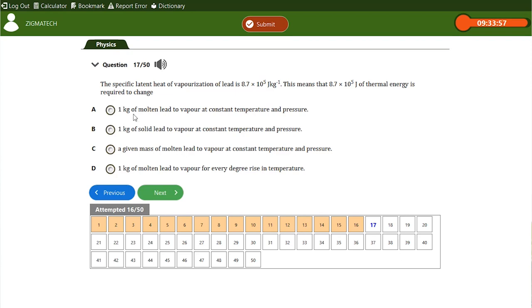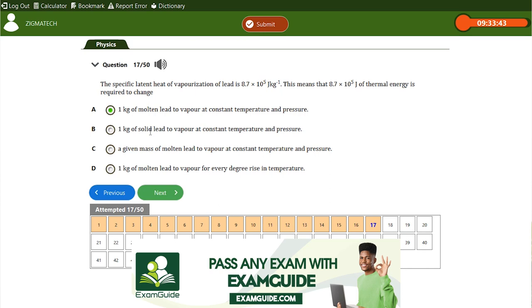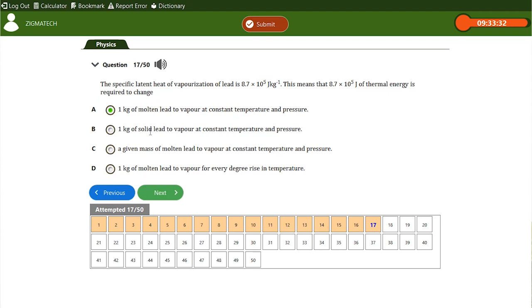Okay, fine. 1 kg of molten lead to vapor at constant temperature and pressure. Yeah, this is good. This is correct. Which other one? 1 kg of solid. No, it's not solid. We are talking about latent heat of vaporization, so it must be either from vapor to liquid or from liquid to vapor, so it can't be solid. A given mass of molten lead to vapor at constant temperature is latent heat, but when it is specific, it must be 1 kg. So 1 kg of molten lead to vapor. So option A is what I stick with.